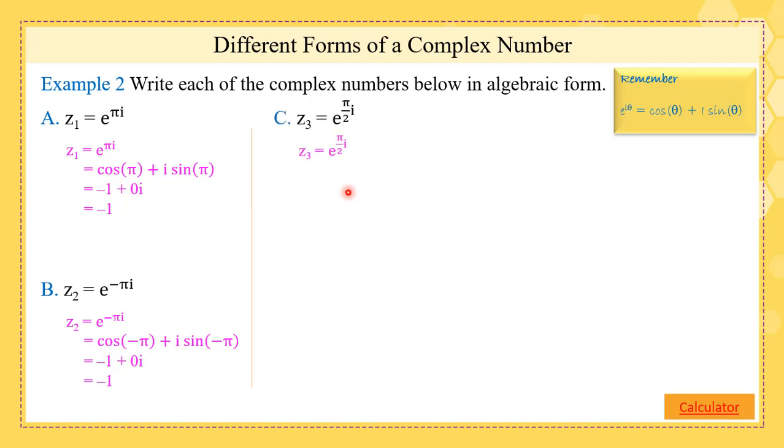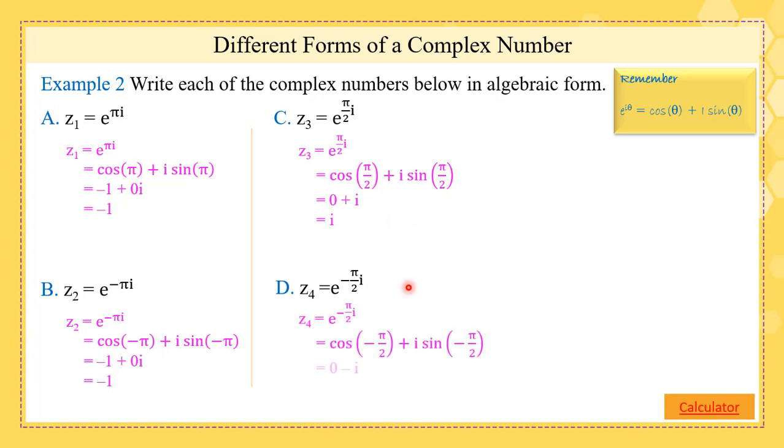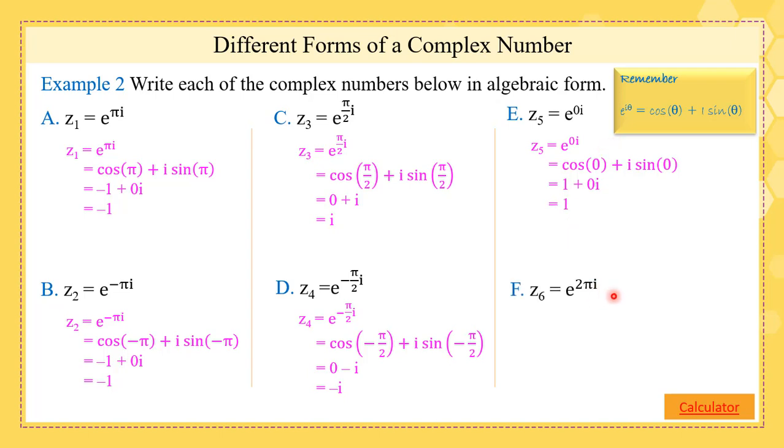And then in this case, this is i, and in the fourth case, we get minus i. Part E, this is e to the power 0, which is 1. And in this case, 2 pi is the same as 0. Remember, it's one complete rotation.